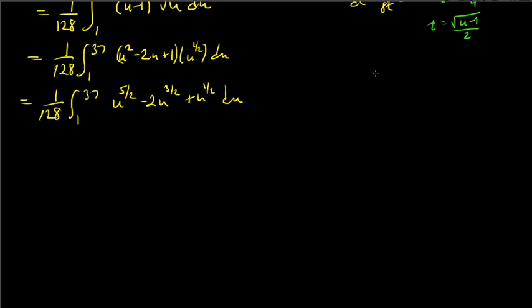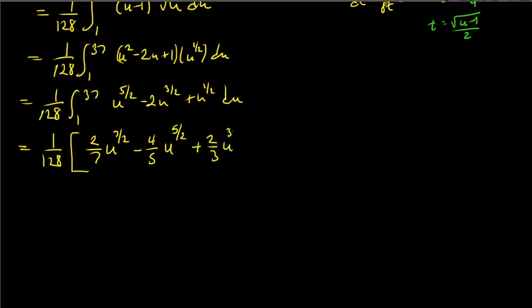Right, so now it's just the power rule and the sum rule and all that stuff. So I'll leave the 128. So this will be 7 over 2, right? So 2 over 7 u to the 7 over 2, minus 2 times 2 over 5, so 4 over 5, u to the 5 over 2, plus 2/3 u to the 3/2. And yeah, oops, sorry, not 0, but 1 to 37. Again, we'll do the 128 later.